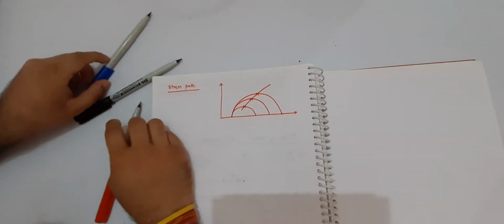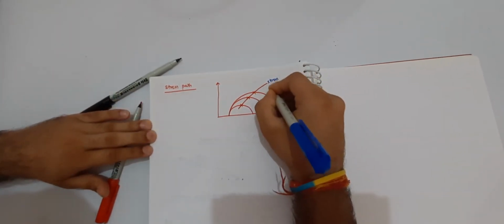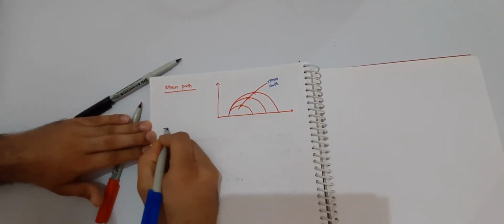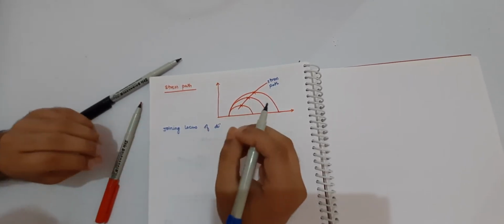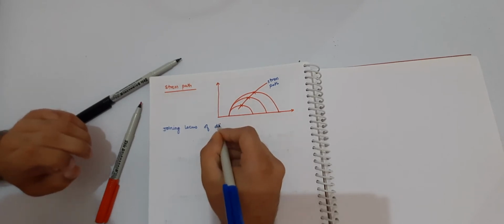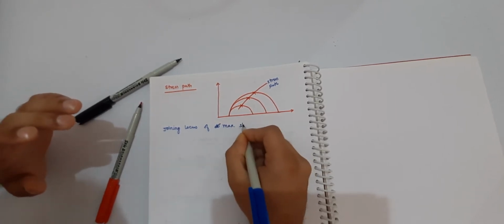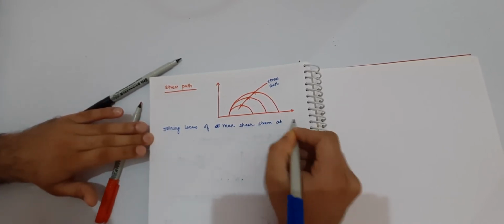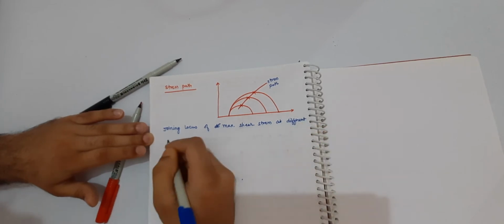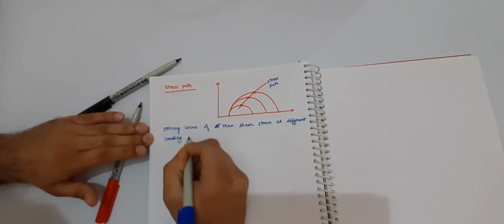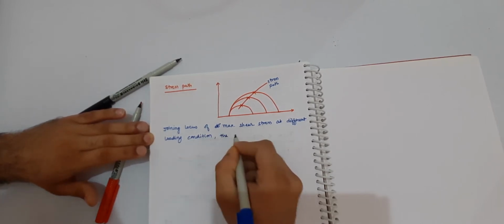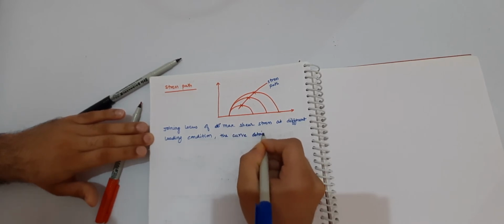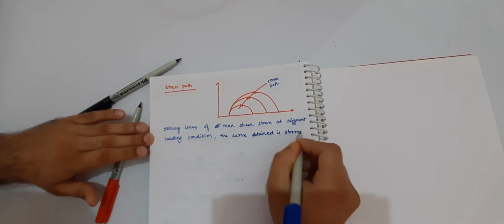Stress path is joining the locus of maximum shear stress at different loading conditions. The curve obtained is the stress path.